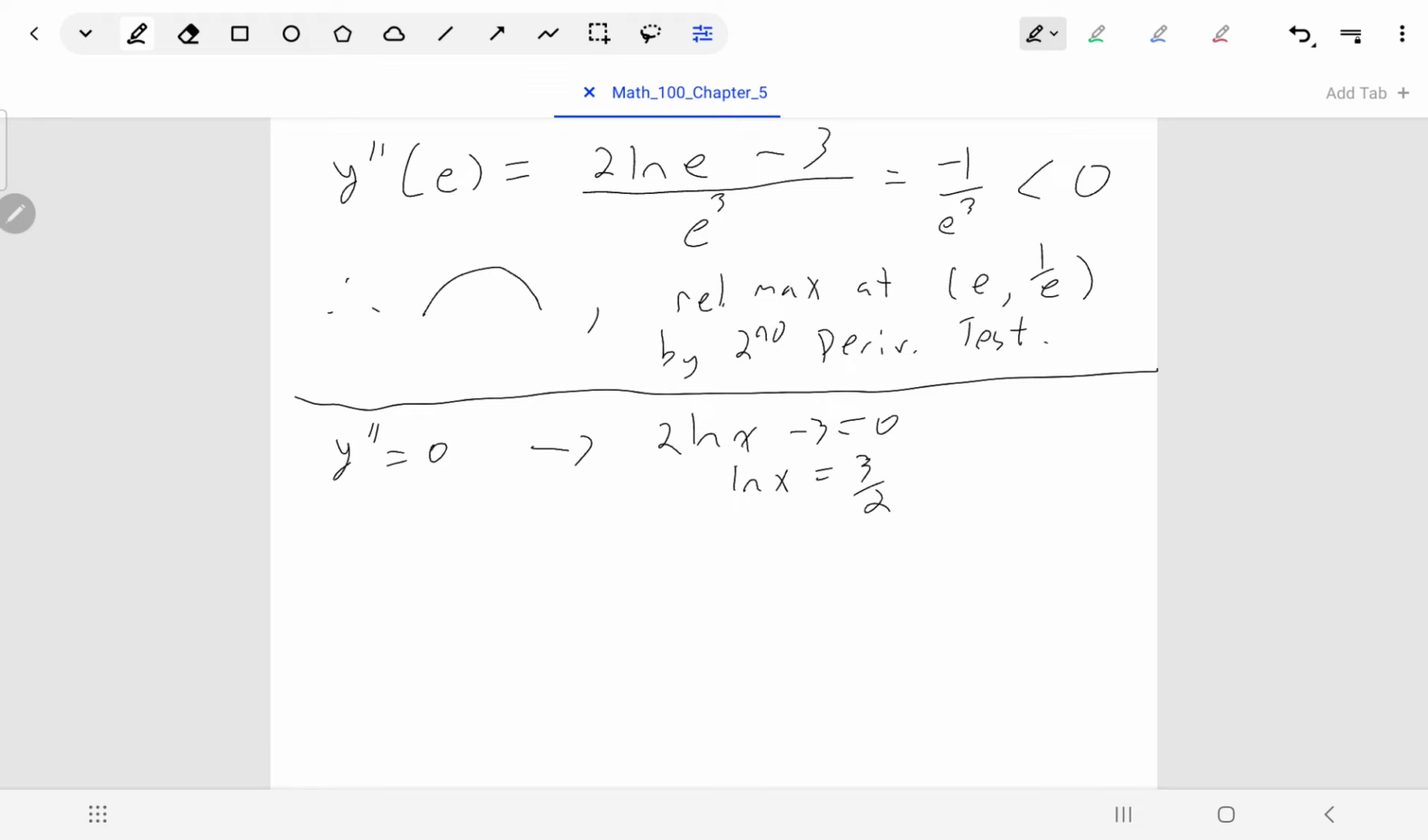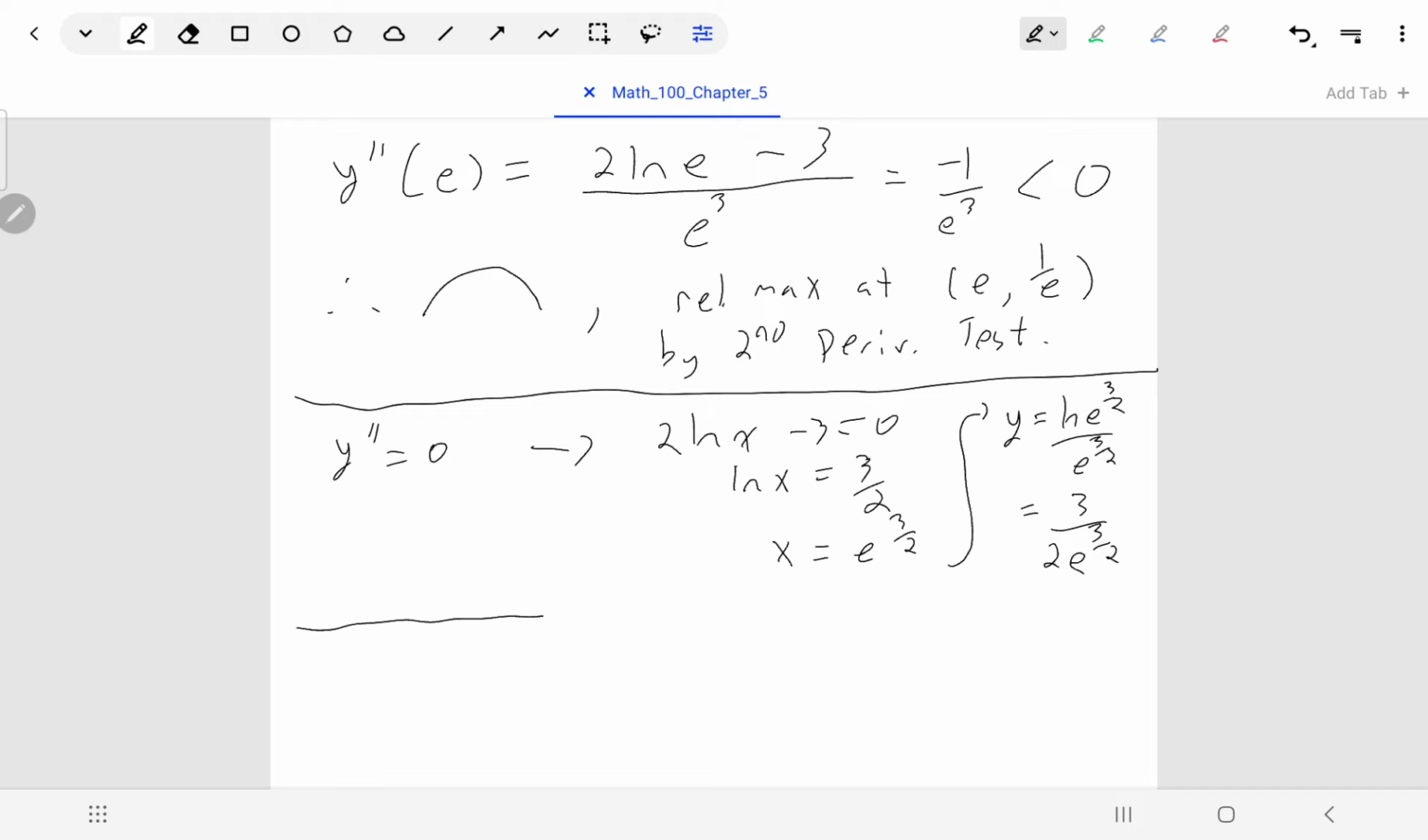And we'd find that that's when natural log of x is 3/2. And we said we already know how to solve this sort of equation. The number would be e to the 3/2. So x is e to the 3/2. If we wanted to figure out the y value, we could always go back to the original function, and that would be natural log of e to the 3/2 over e to the 3/2, which is 3/2 over e to the 3/2, or 3 over 2e to the 3/2.